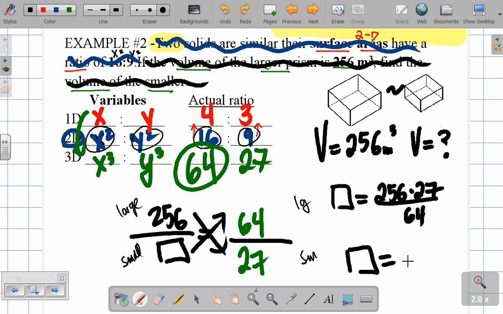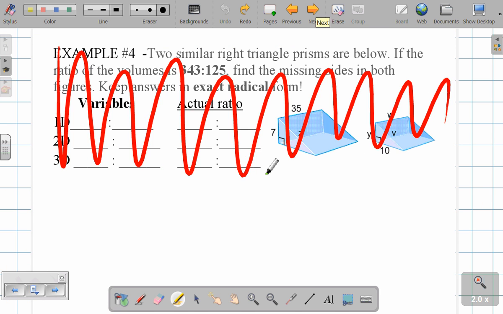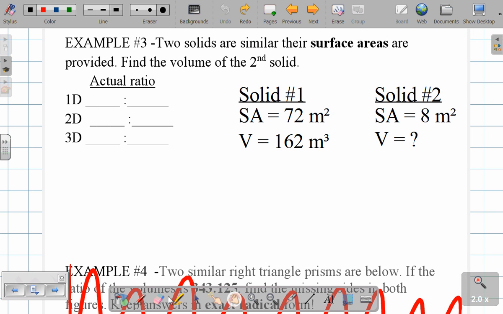Miss Clark, what'd you get? Lovely. Fabulous. Okay, we're going to do 2 more. Okay, example 3. Put your finger on that word 2 with your lips moving. Go. 2 solids are similar.